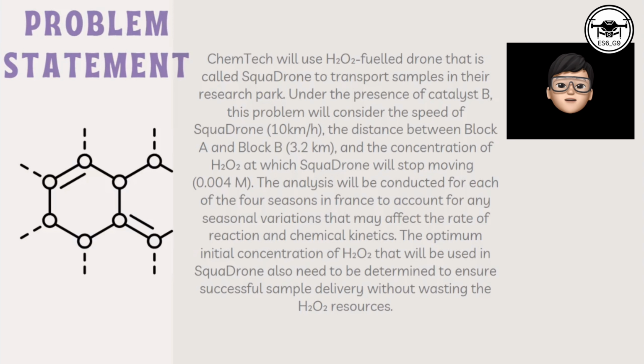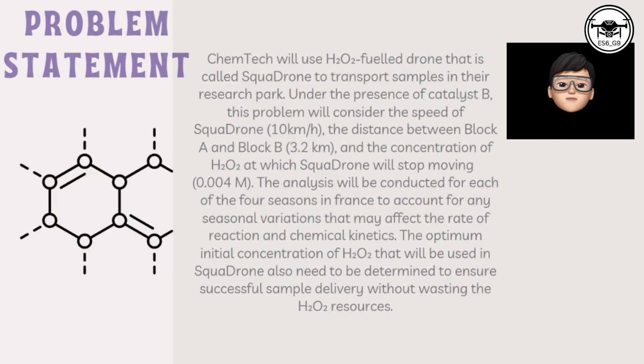Under the presence of Catalyst B, this problem will consider the speed of SquaDrone at 10 km per hour. The distance between Block A and Block B is 3.2 km, and the concentration of H₂O₂ at which SquaDrone will stop moving is 0.004 M. The analysis will be conducted for each of the 4 seasons in France to account for any seasonal variations that may affect the rate of reaction and chemical kinetics.